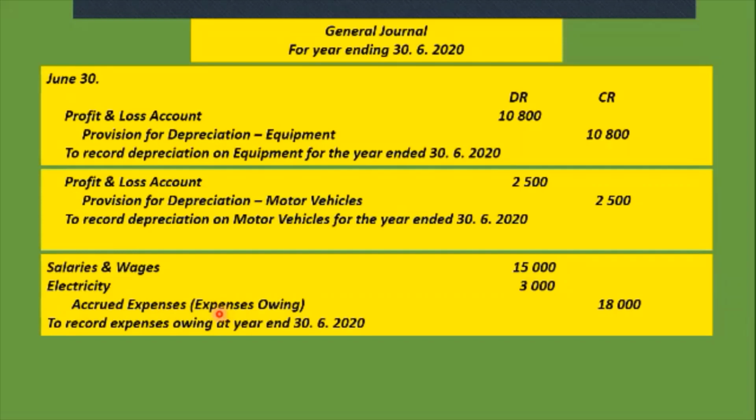Okay? And another name for accrued expenses, we remember that to be expenses owing. And our narrative is to record expenses owing at the year end 30th of June 2020. Okay, notice again the indentation of the credit here. You start it as though you start in a new paragraph, right?